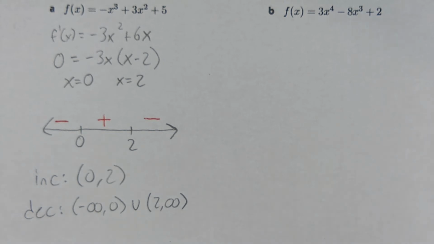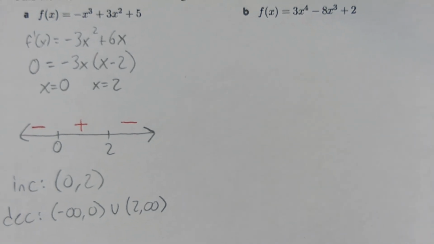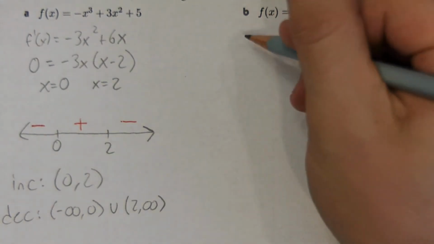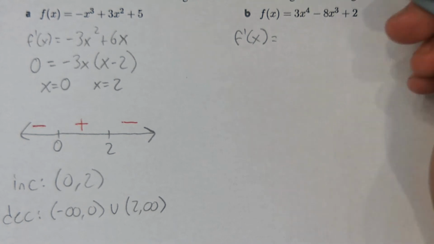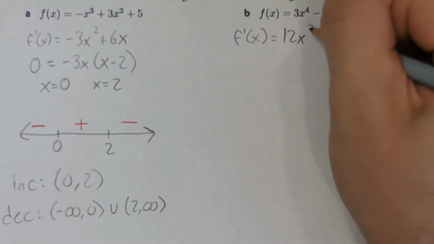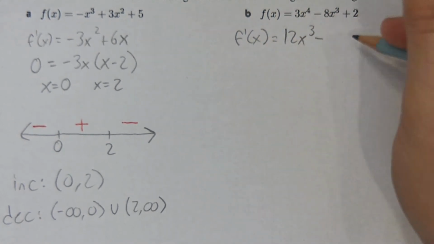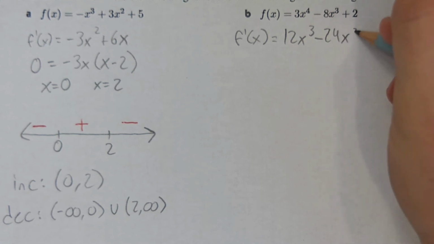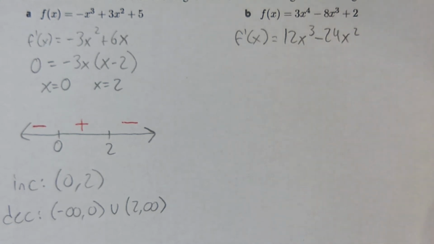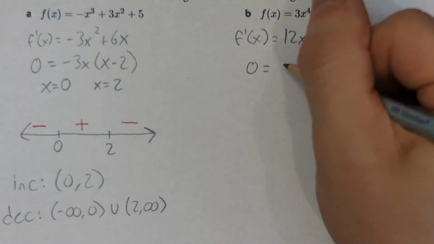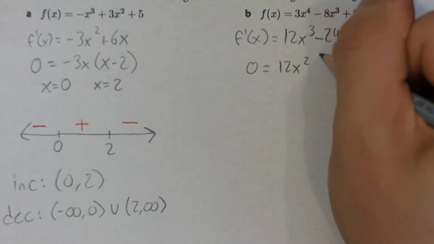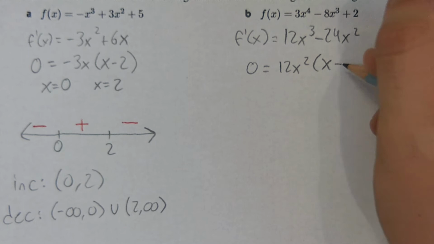Let's pop right along to question B. Same exact process. No surprises here. Find the first derivative. Power rule is going to give us 12x to the third minus 24x squared. We have to set this derivative equal to 0 and figure out where that happens, which is going to require us to factor this thing. I see a GCF of 12x squared, leaving me behind an x minus 2.